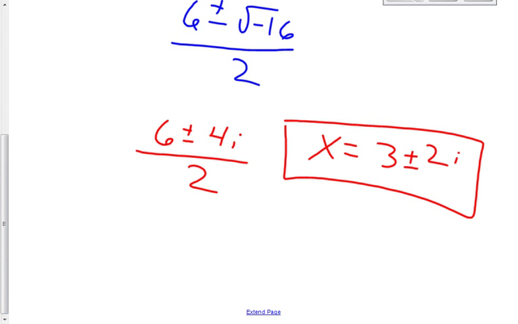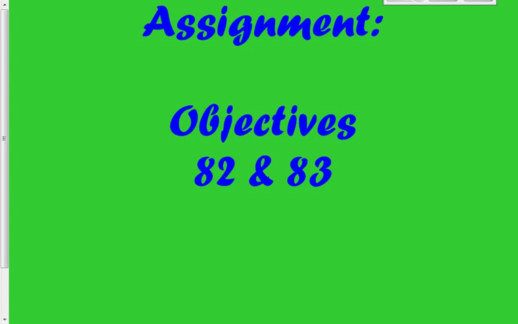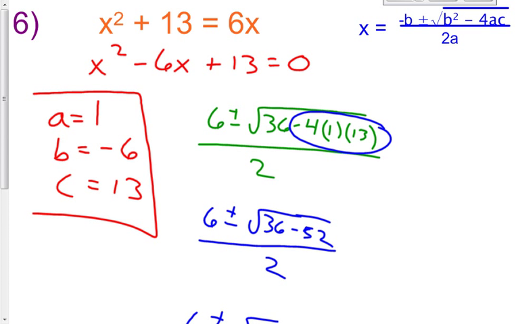So for your assignment for tomorrow, there it is. We have objectives 82 and 83. Please be very, very sure of yourself when you do these problems that you label what a is, what b is, and what c is. And after that, the discriminant. I probably should have stressed that a little bit more.